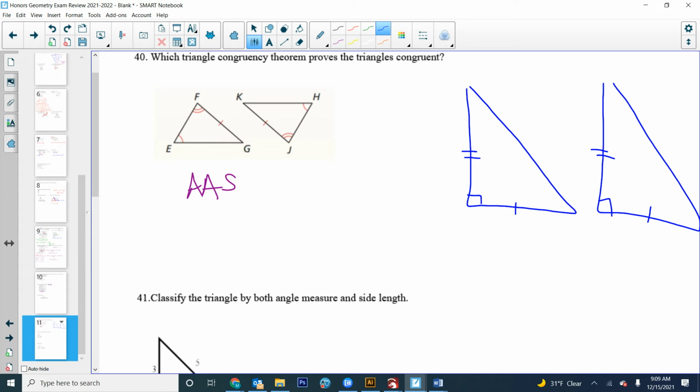Wait, can you show an example of HL? HL would have... HL, I agree with HL. Not SSA. This is not SSA. This is HL. This is a special case. It doesn't happen really often, but when it does, it's special.